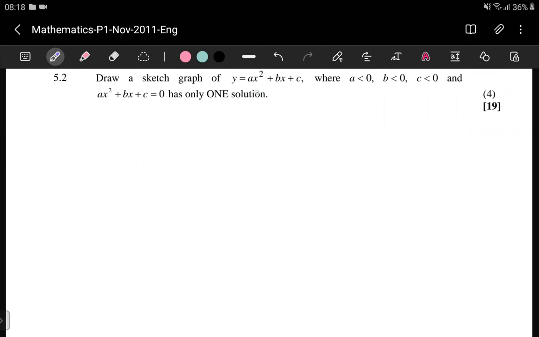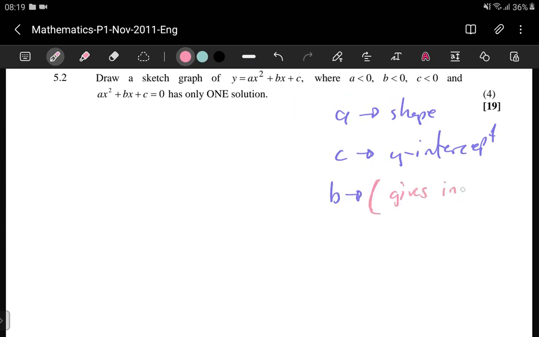So firstly, you want to know what A, B, and C are good for. A is good for the shape. C is good for the y-intercept. Now B helps with x-intercepts. So you see here, B gives info on x-intercepts.